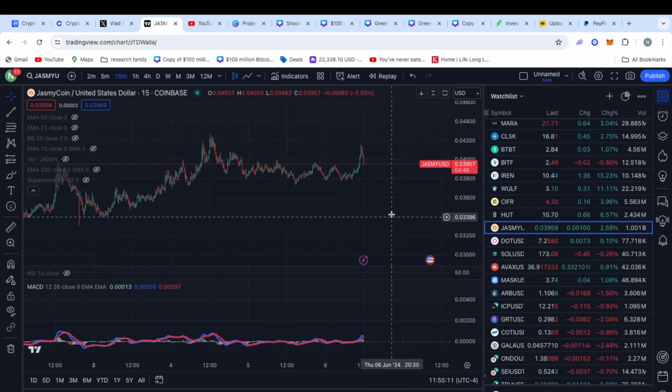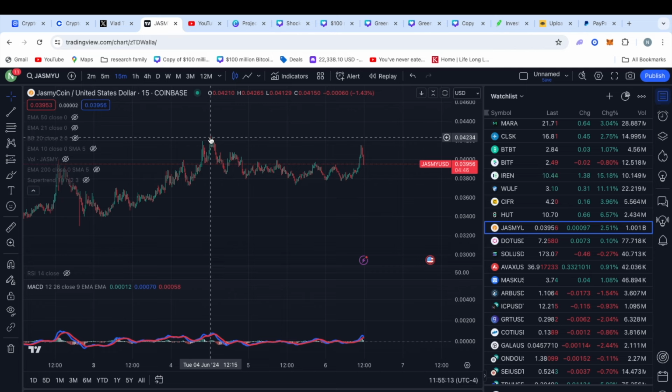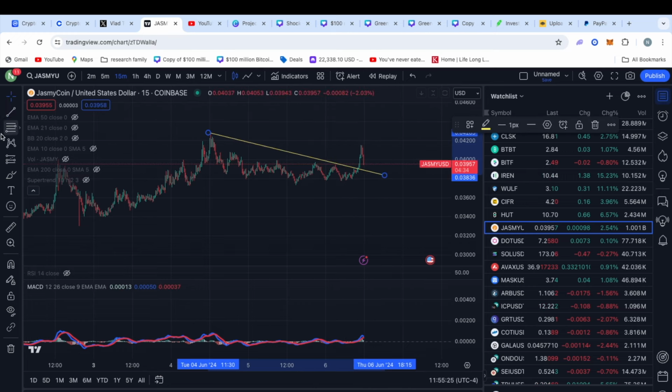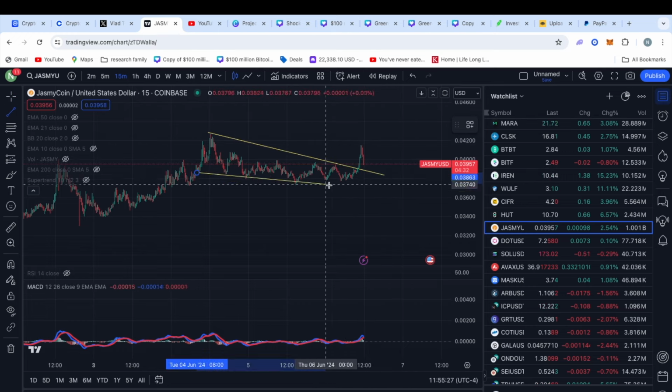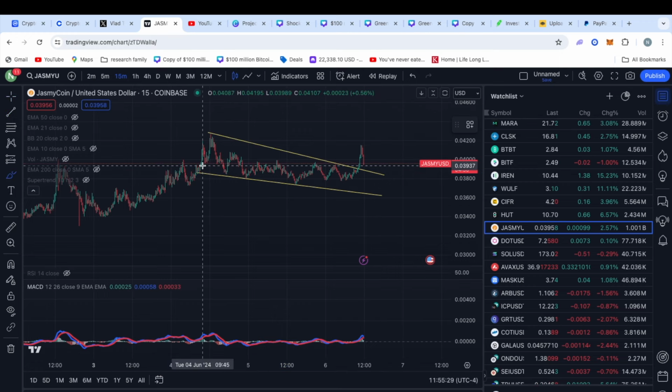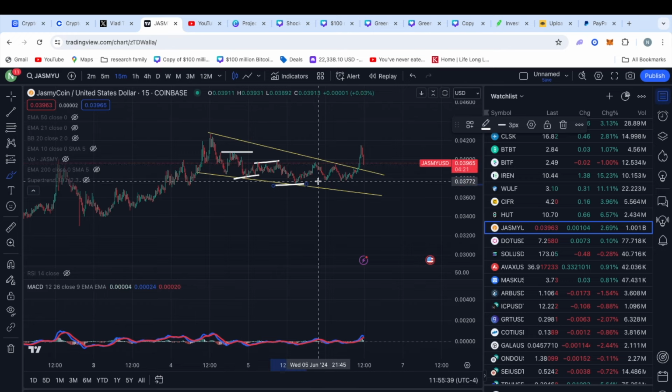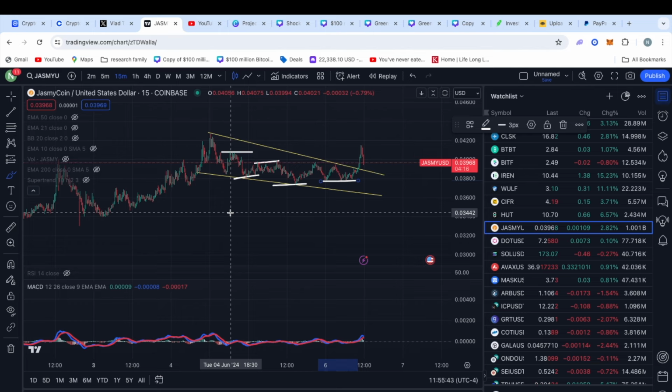Since early June, June 4th, the 1st of June, Jasmy started to pull back on the 15 minutes. This is the pullback right here. A classic downtrend, lower highs and lower lows. It doesn't get any more bearish than this. Lower highs, lower lows. This is a classic downtrend.